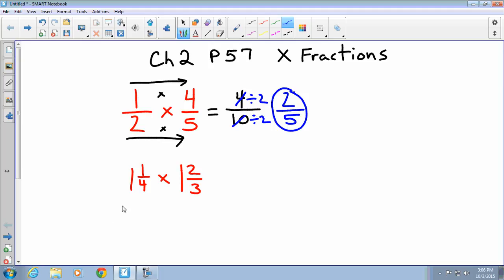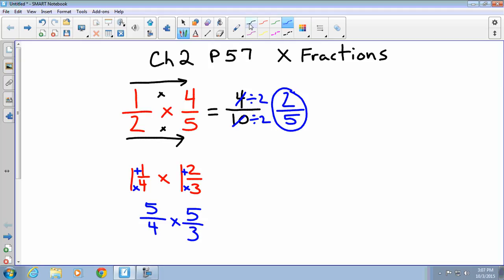We have to turn 1 and 1/4 into an improper fraction. We do that by timesing 4 times 1, and then we add 1. 4 times 1 plus 1 is going to give us 5, and that's going to be 5 all over 4. And we're going to do the same thing on this one. 1 times 3 plus 2. 1 times 3 is 3, plus 2 is 5, all over 3.